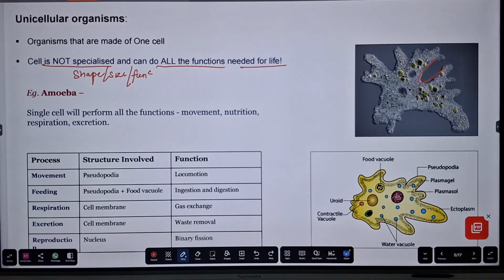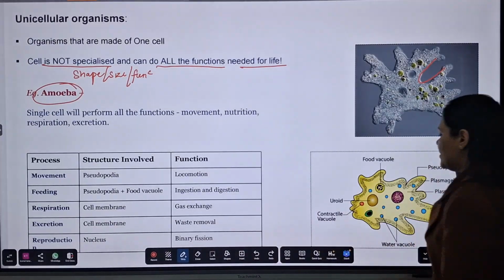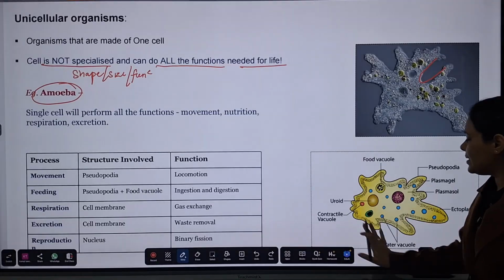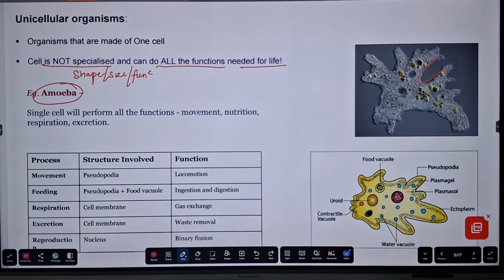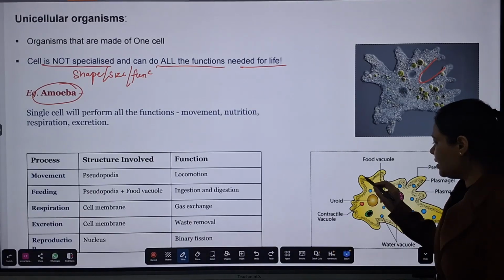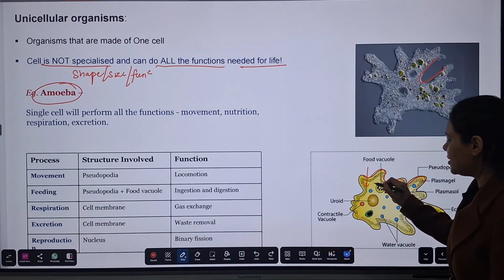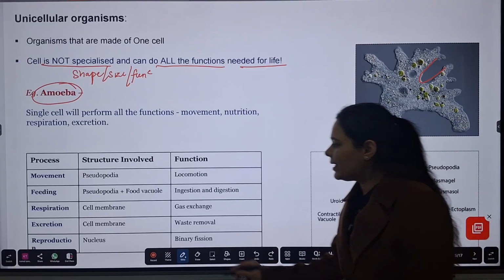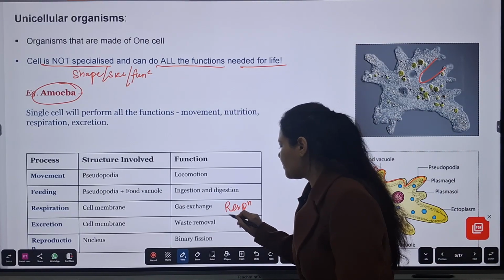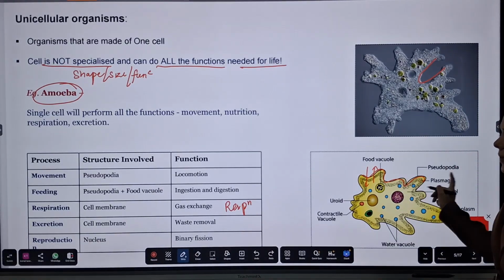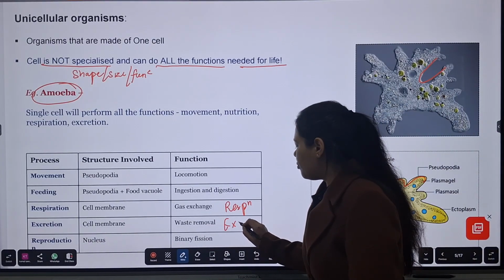Let's understand it with the help of amoeba. Amoeba is a unicellular organism, and this single cell is capable of doing all the functions that are needed to support the life of amoeba. For example, this cell membrane here can perform the function of gaseous exchange. So it can perform the function of respiration. This cell membrane is capable of waste removal also. So we can say it can perform excretion.